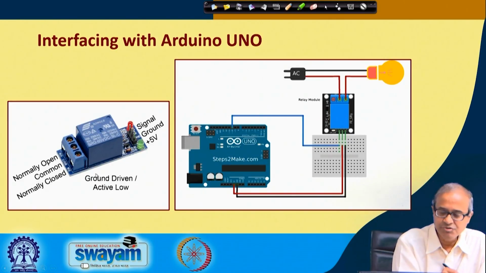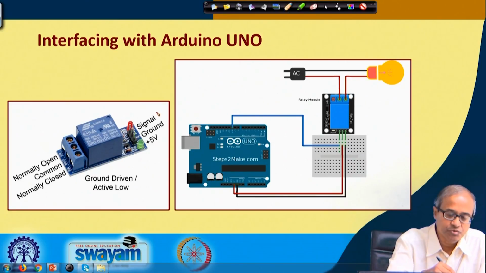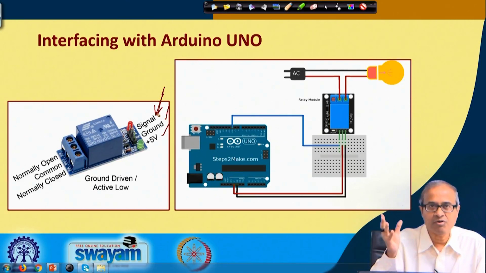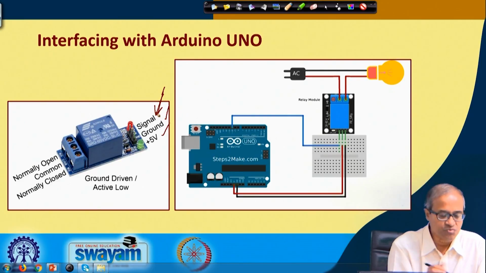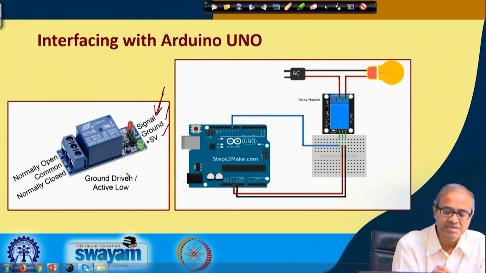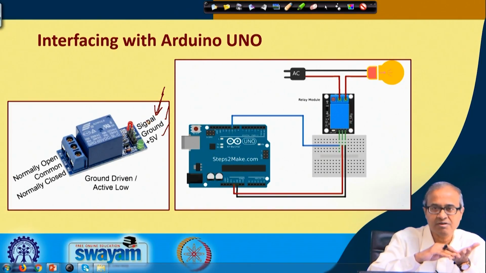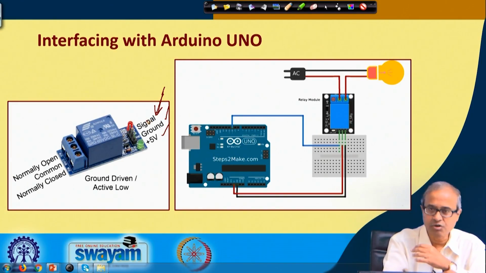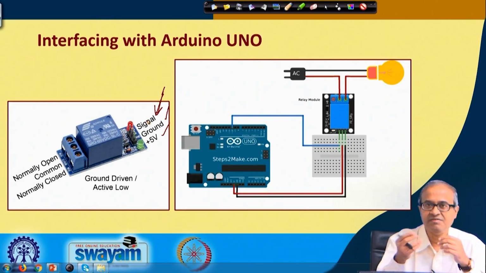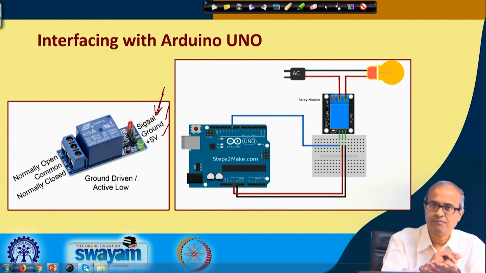Now, here, as I told you, this is the kind of device that we shall be using. On one side you have the control mechanism. For controlling, you connect one point to ground, one to 5 volt, and here you apply a signal to turn it on or off. There are two kinds of relays. One is called ground driven, which means if you make it 0 it will be on, and there is another kind which is not ground driven, it is voltage driven. When you make it 1 it will be on.